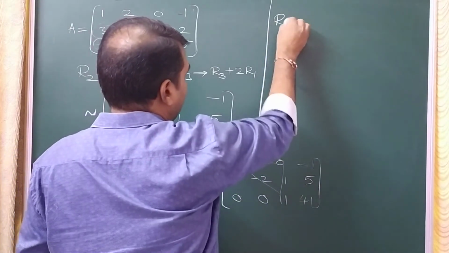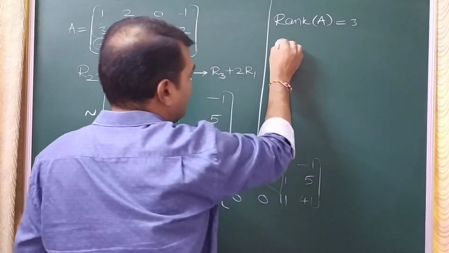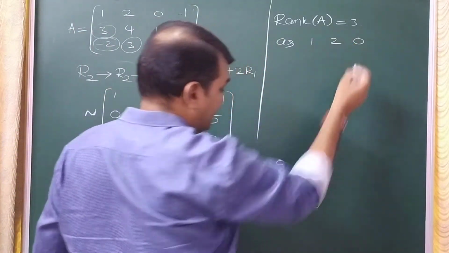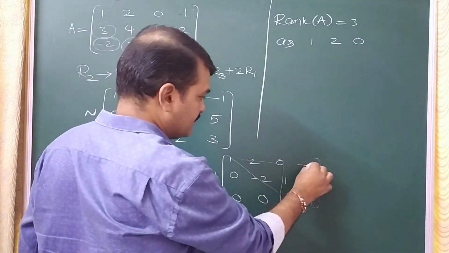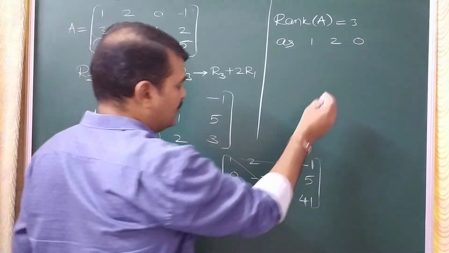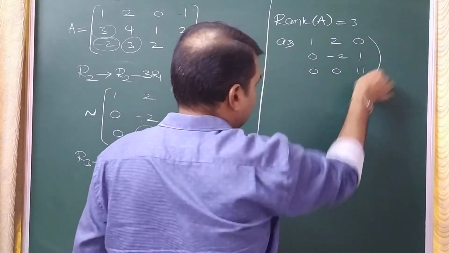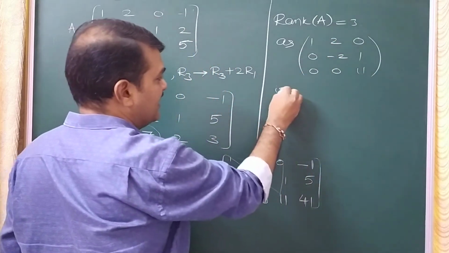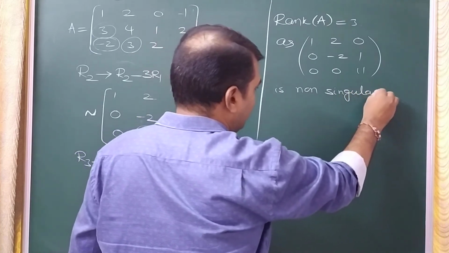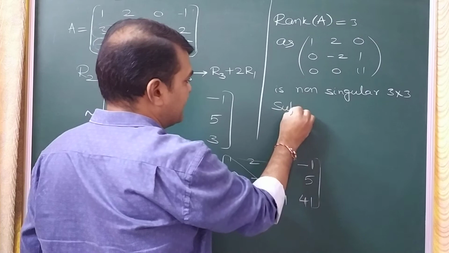Okay, so I'll write like this. Rank of A is 3, as 1, 2, 0, that is removing the last column. Removing the last column, 1, 2, 0, 0 minus 2, 1, 0, 0, 11. This is clearly a non-singular, that is not equal to 0, 3 by 3 submatrix.